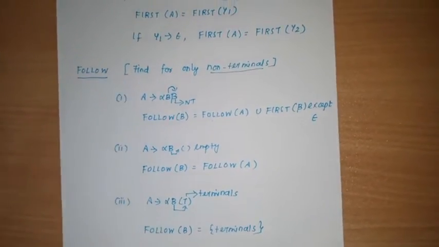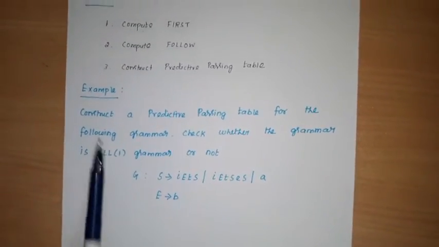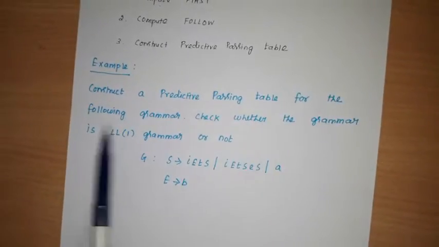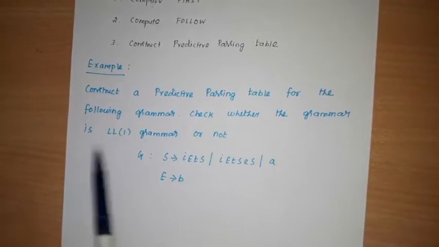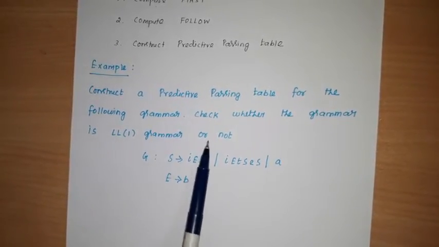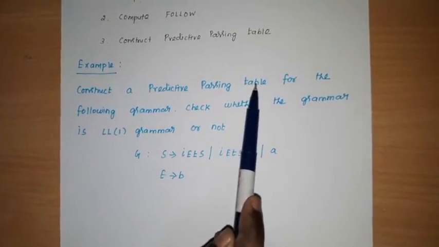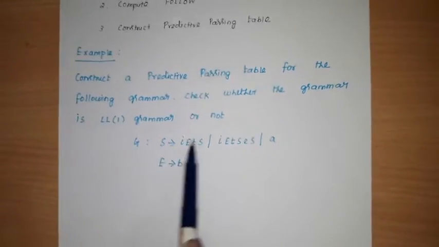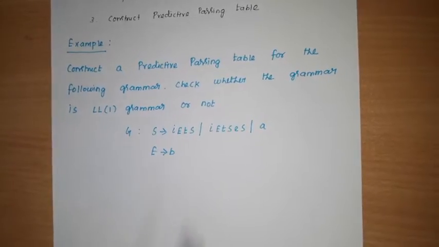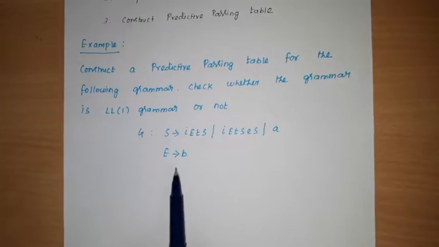Now we are going to see one example for the construction of a predictive parsing table. Let us take the example. Construct a predictive parsing table for the following grammar, and check whether the given grammar is LL(1) or not. This is the example grammar. The production rules of the grammar are S tends to iEtS, iEtSeS slash a, and E tends to b.